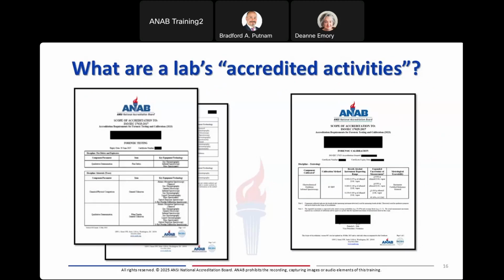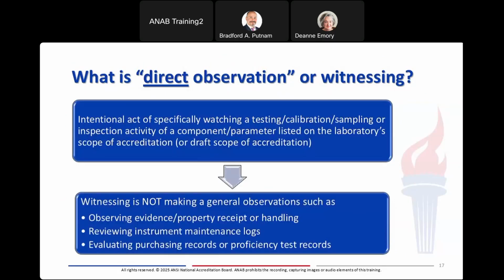Let's break it down. What are the lab's accredited activities? Well, they are the disciplines, methods, components, and parameters found on your scope of accreditation, or if you are seeking accreditation, on your draft scope of accreditation. So what is direct observation? It is a method of internal or external auditing or assessing, such as our assessments, that includes intentionally watching a test, calibration, sampling, or inspection activity of a component or parameter listed in a discipline, which will be found on the laboratory scope of accreditation or draft scope of accreditation.